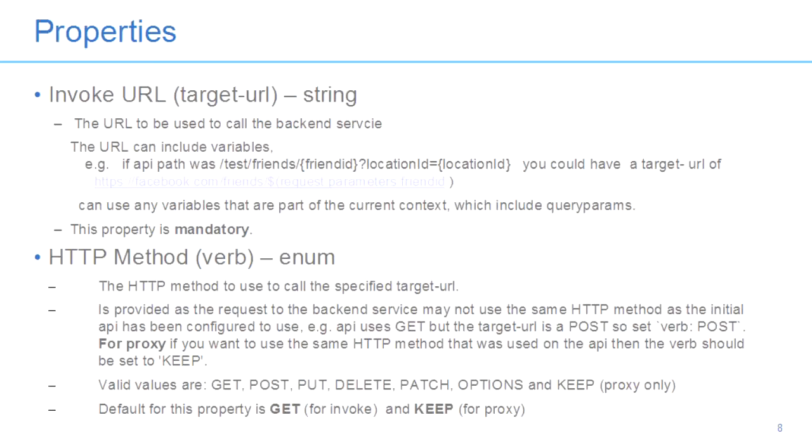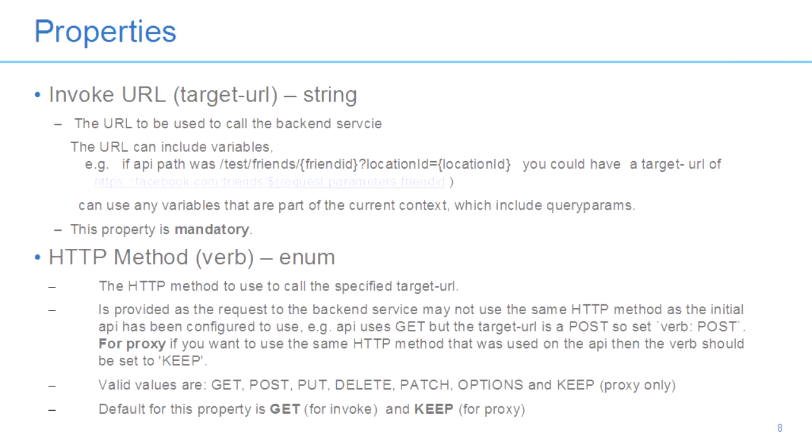So looking at some of the policy properties of the policies. First off, we have the invoke URL. If you look at the slide here, the text at the beginning of each of those slides is what you see in the user interface. The bit in brackets is actually the string that is used within the Swagger, and then the type at the end is just the type of the variable of the property. So here we have the invoke URL, which in the Swagger is called target URL, and it is the URL that you want to use to actually call the backend service.